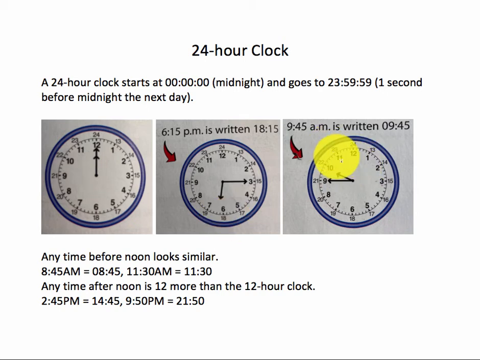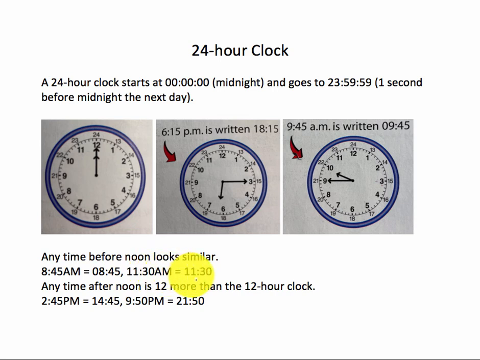And this one over here, this shows 9:45 in the morning. Now a 24-hour clock looks the same, with the small difference that there's a 0 in front, and we don't add that AM. So on a 24-hour clock, you don't use the AM or PM sign after the time. So, like I just mentioned, anytime before noon looks similar. So 8:45 a.m. just looks like 08:45.